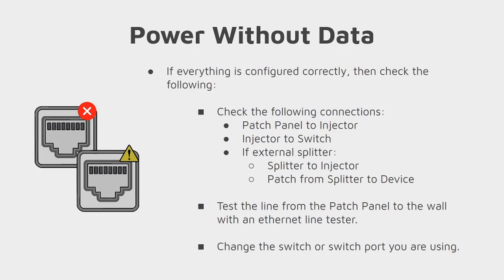Another thing you can do is use that same Ethernet tester that we just talked about and test the patch panel to the wall. Make sure all 8 lines you're getting a signal through. And if you're not, go back and follow the steps that I gave you on the will not turn on slides and test that line. If need be, rerun the line.